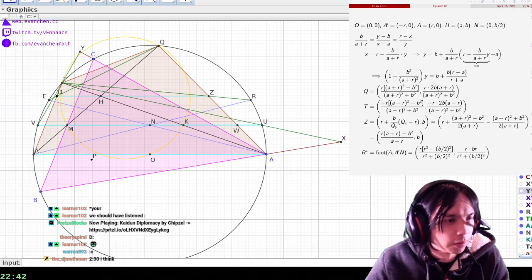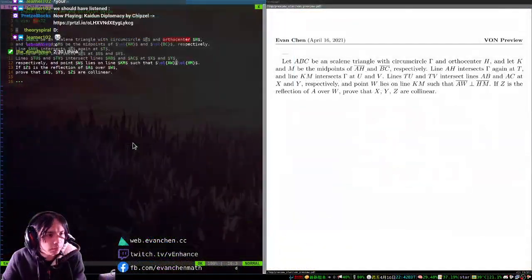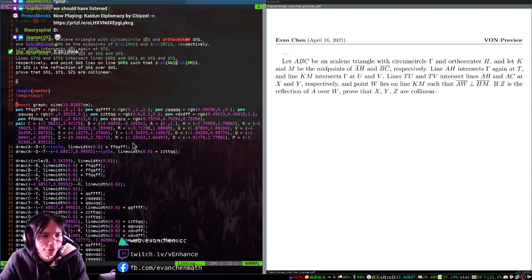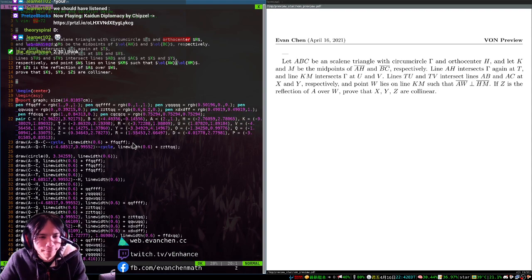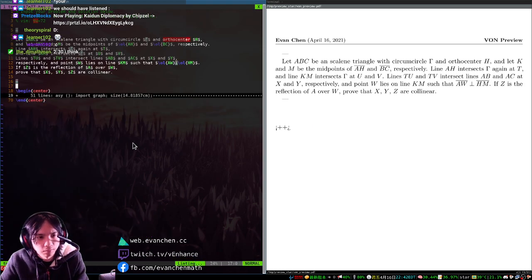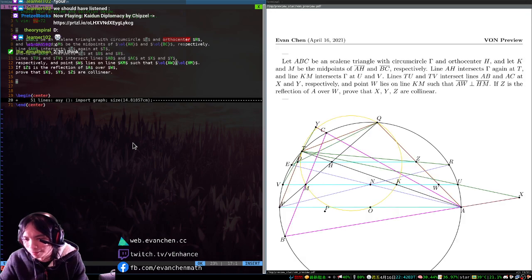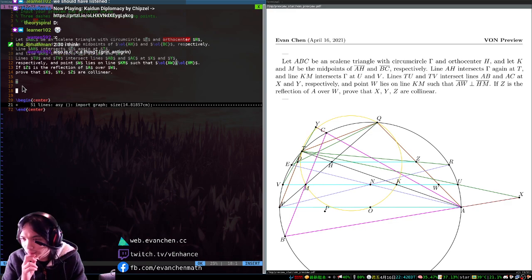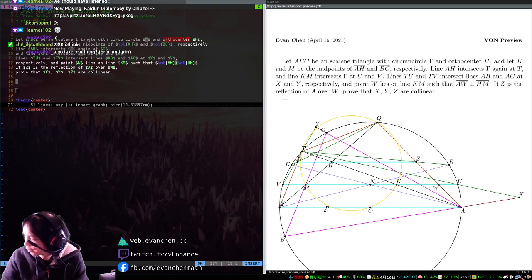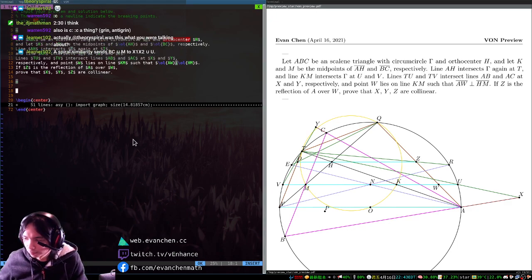Okay, so... Alright, so here's the problem. Let me see if I can retrace more steps, because there's a lot of things that happened. What a diagram. Alright, so the first thing we did was construct A prime, the antipode. Q equals A prime HM intersect gamma.